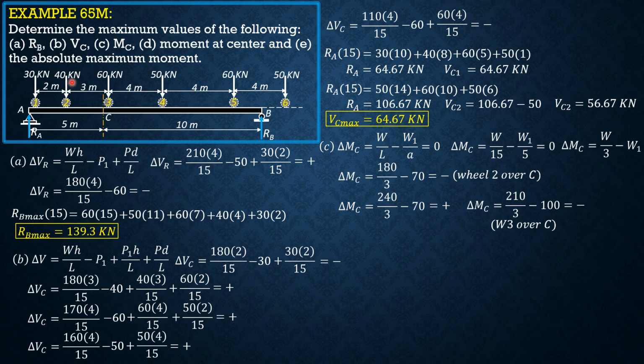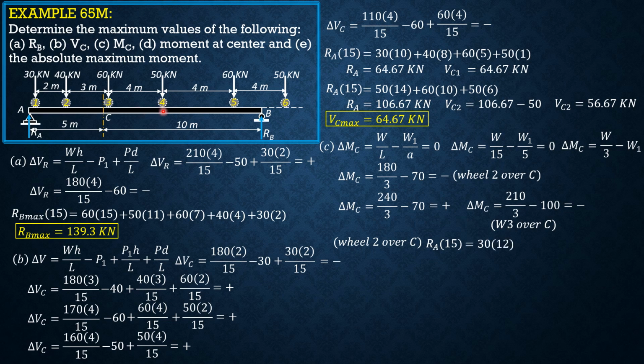And W would consist of 40 plus 60. This is no longer part of W. 40 plus 60, 100, 150, 210. So 210 over 3 minus 100, where 100 is 40 plus 60, and it is negative. So that means the preceding position, load 3 over just to the right of C, or over C, satisfies the criterion. So load 3 over C for this situation.